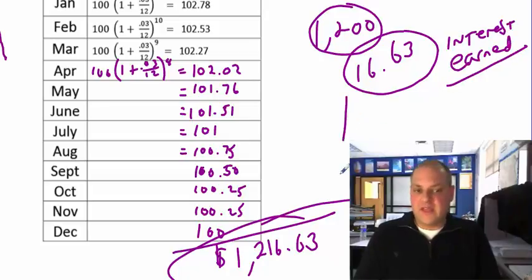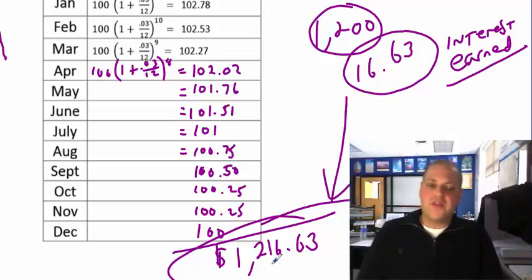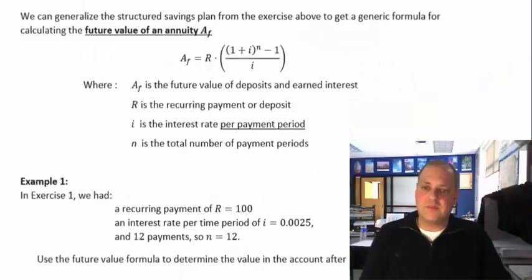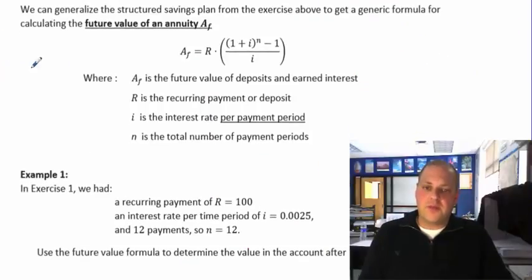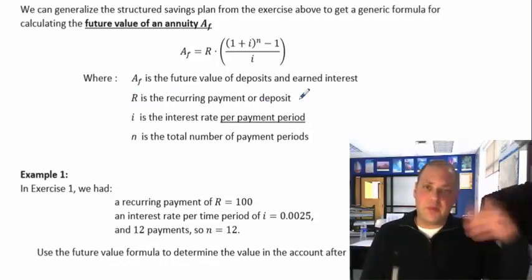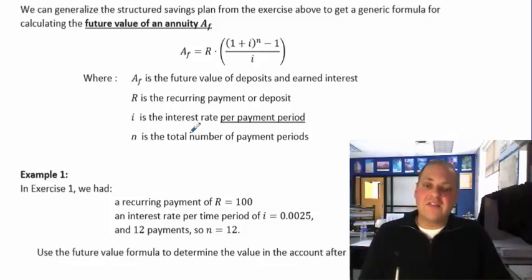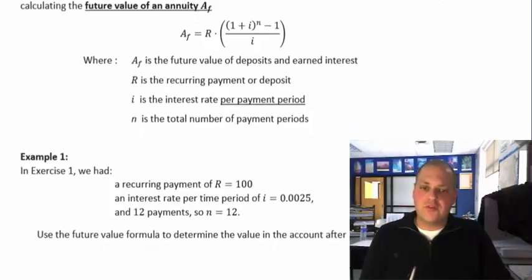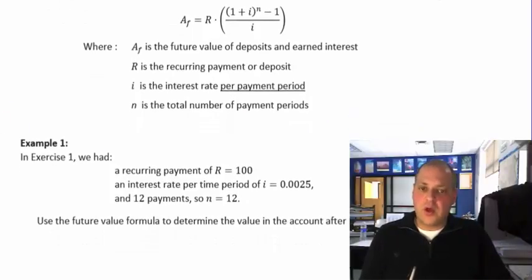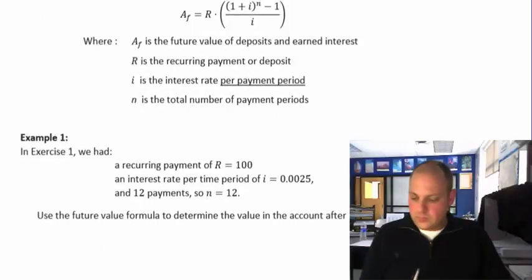Okay, so that gives us our total of $1,216.63. So that's basically what's going to be happening in this lesson. So here's our formula, and again, this will be given to you. You won't have to memorize it. AF is the future value of deposits and earned interest. R is the recurring payment, that's the monthly payment. I is the interest rate per payment period, and N is the total number of payment periods. So we're going to go through and use this example to do example 1. Okay, so there it is.